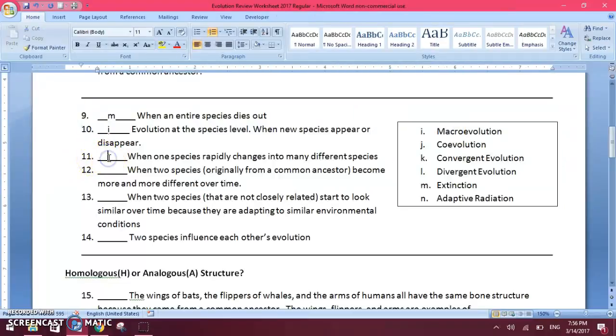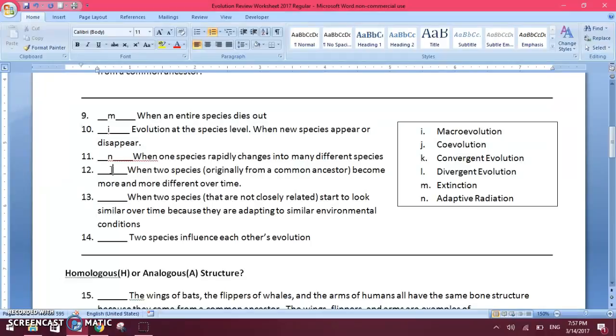All right, 11, when one species rapidly changes into many different species. This is a type of divergent evolution. It's called adaptive radiation. That's what you guys made those posters on, where you had to create the organism and you had to explain why it had the 4 different traits. So this is adaptive radiation. Remember, Darwin's finches underwent adaptive radiation too, because they all had different beaks that were specialized to eat different types of food.